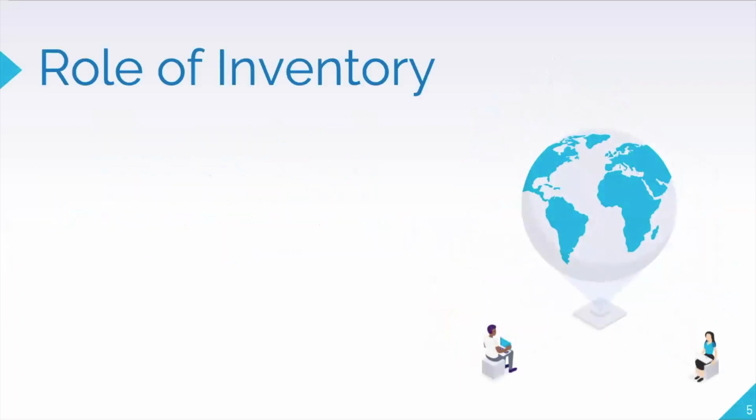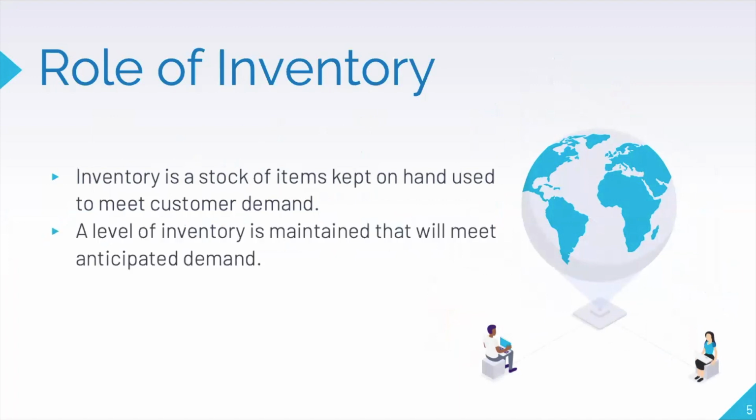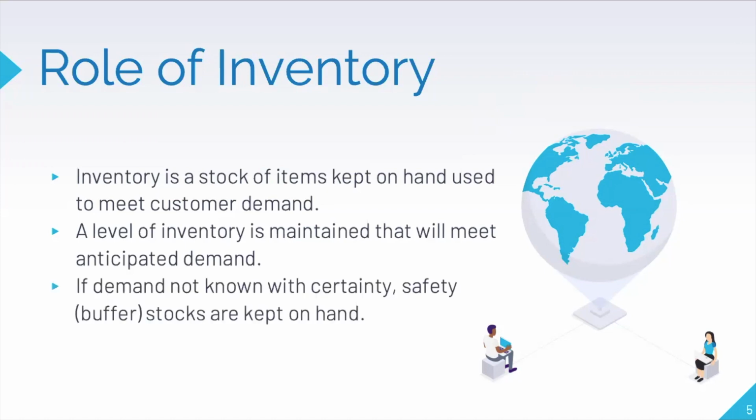So what is the role of inventory in a given company? Inventory is a stock of items kept on hand used to meet customer demand. Inventory is our main source of revenue. And you need to maintain a level of inventory that will meet your anticipated demand because we don't want customers to experience a stock out, since we cannot meet the demand of our customers.